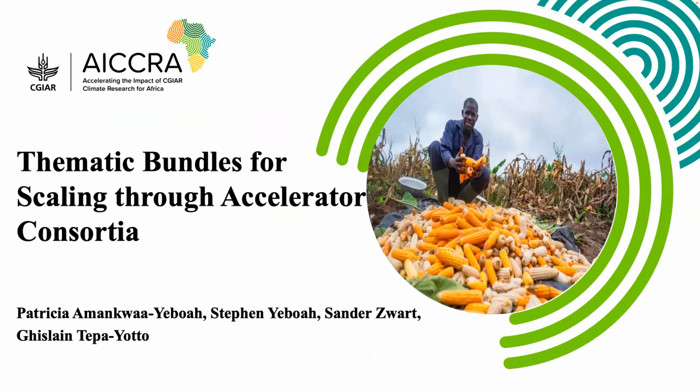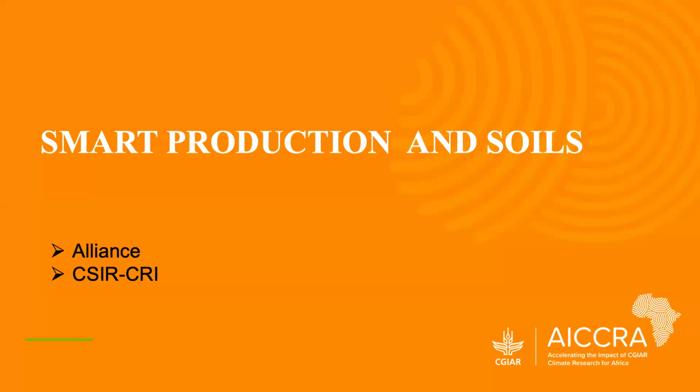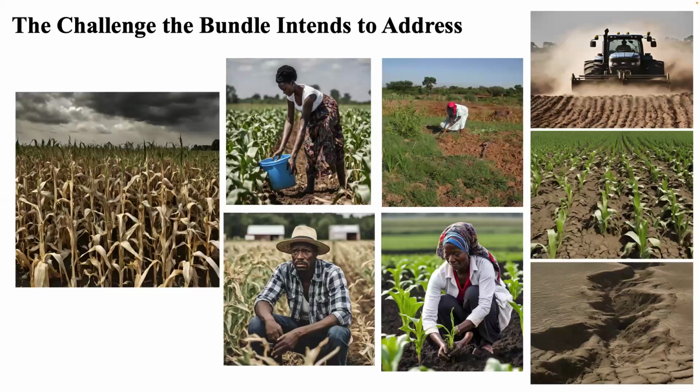Thank you very much, Faustina, and good afternoon to everybody. The name of the thematic bundle is Smart Production and Soils, and this is being led by the Alliance of Biodiversity and SEAT, and being supported by the CSIR Crop Research Institute. Next slide, please. So what exactly does this bundle intend to address? We are looking at two things. We are looking at agro advisories, and we are looking at mechanization to make our cropping systems or farming smart.